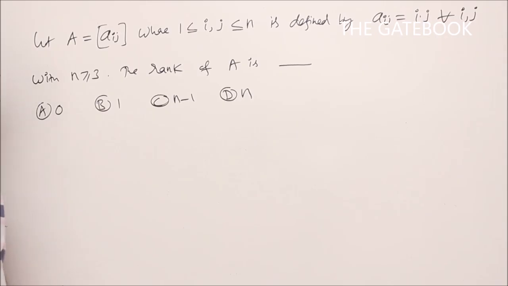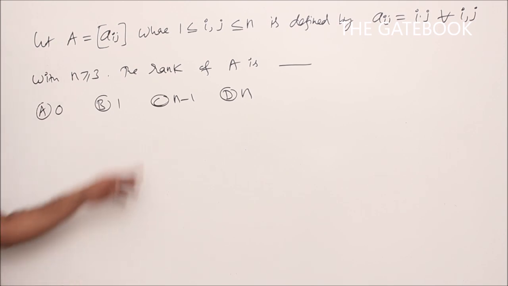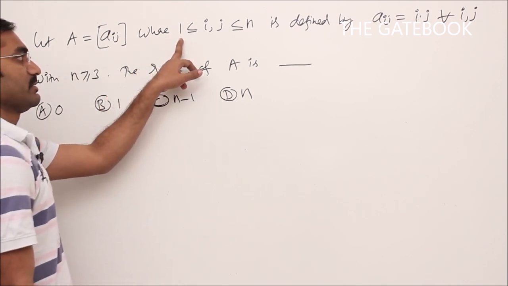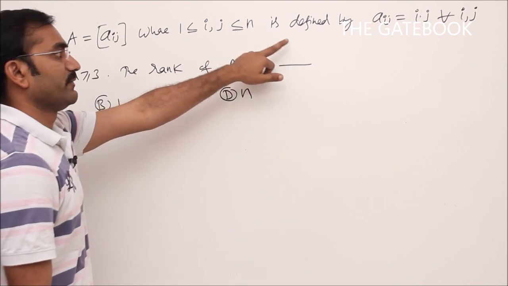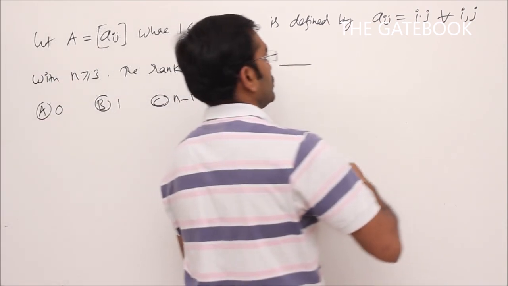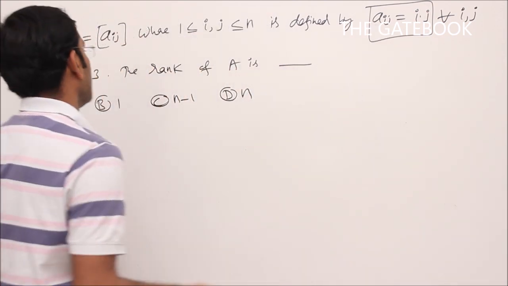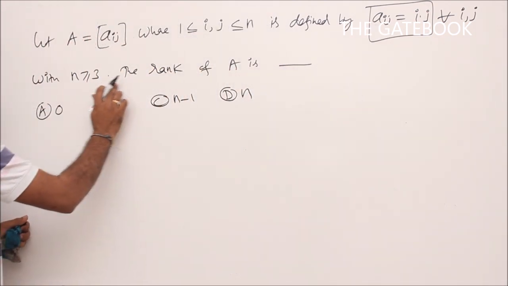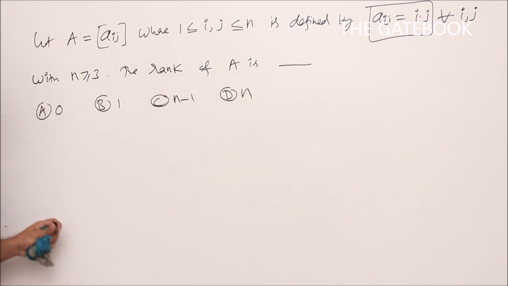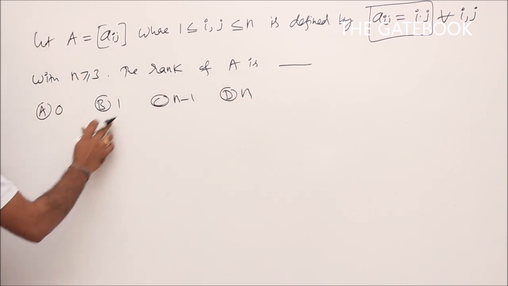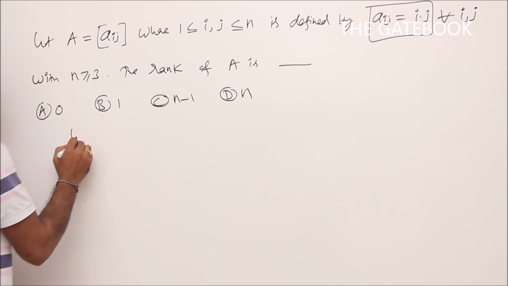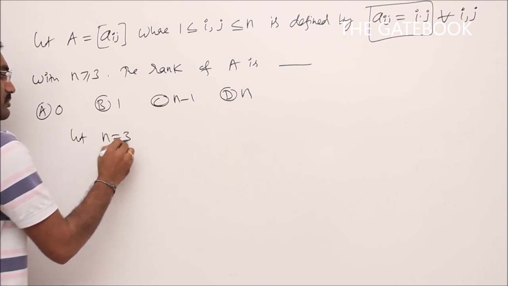Next problem on rank. Let A is equal to [a_ij], where 1 less than or equal to i, j less than or equal to n, is defined by a_ij is equal to i into j, for all i, j with n greater than or equal to 3. The rank of the matrix A is? So to find rank of A, let us consider n is equal to 3.